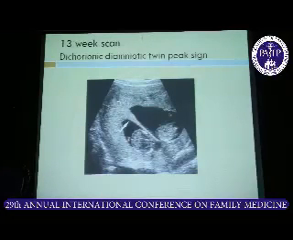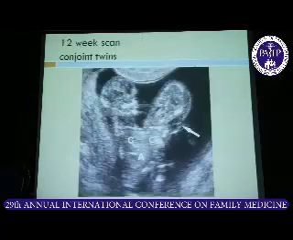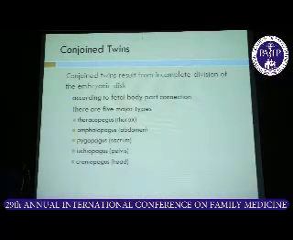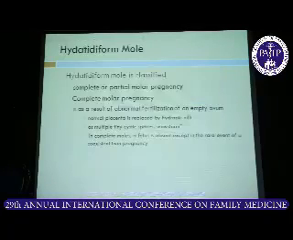multiple gestations, in which the dichorionic diamniotic twin peak sign is visible. These are the two twin peaks, the two placentae. Conjoined twins at 12 weeks, this is the thoracopagus. There are varieties: thoracopagus, omphalopagus, pyopagus, ischiopagus, and craniopagus. This is the thoracopagus variety: two separate heads, and they are united at the thorax.